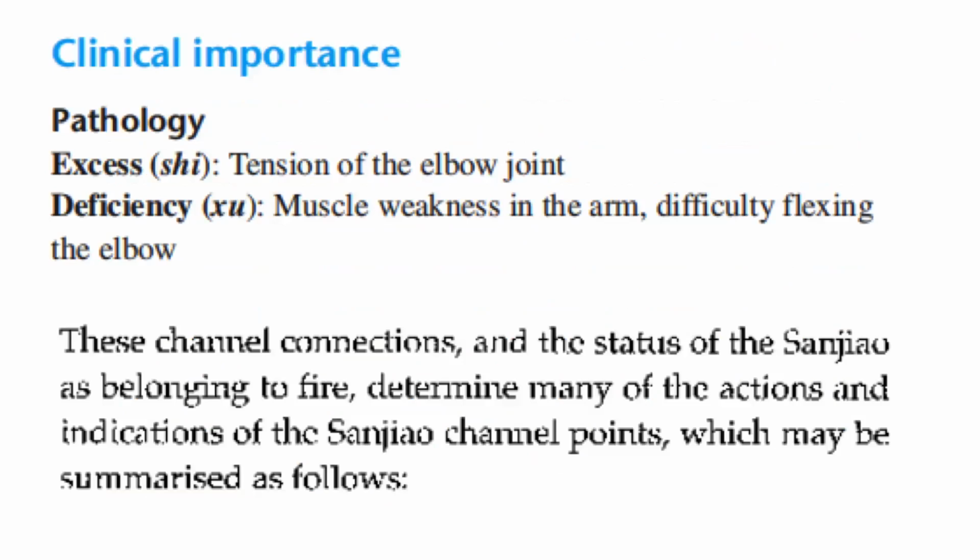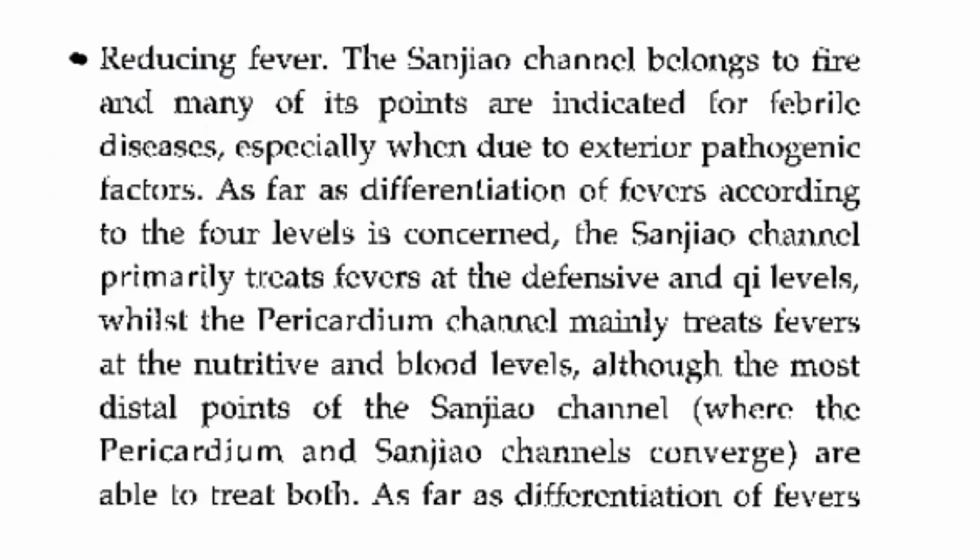Excess conditions will manifest as tension of the elbow joint. Deficiency conditions, there will be muscle weakness in the arm, difficulty flexing the elbow. These channel connections and the status of the Sanjiao as belonging to fire determine many of the actions and indications of the Sanjiao channel points, which may be summarized as follows.